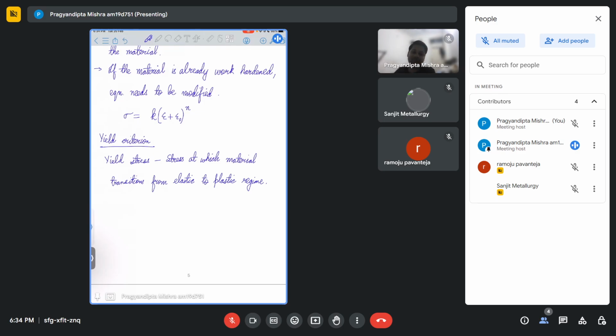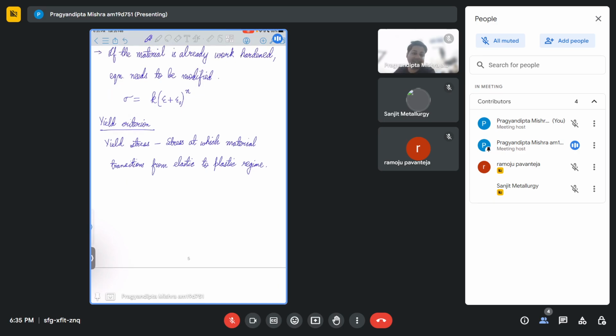So essentially, when we talk about yielding criteria, what we are saying is the material will start deforming plastically after this point. Okay. So why is it important for us to understand yield criteria? Why are we talking about yield criteria in the first place? Something that we have already discussed previously. Can anybody recall? Why are we talking about yield criteria in the first place?